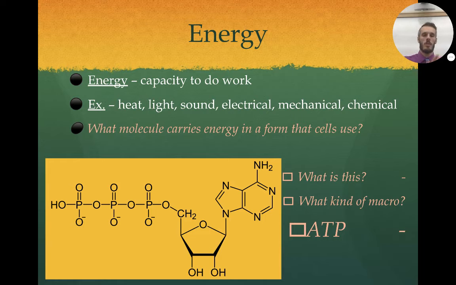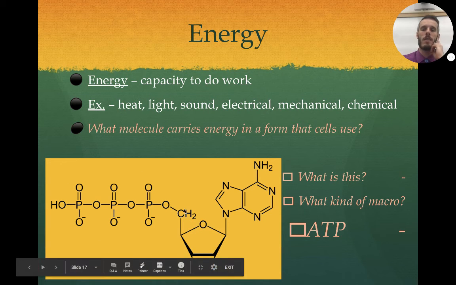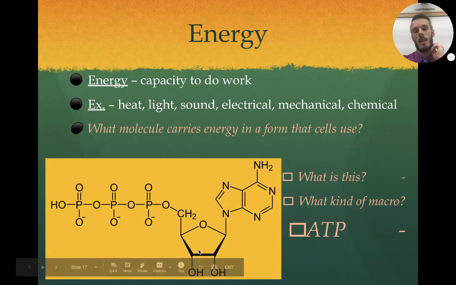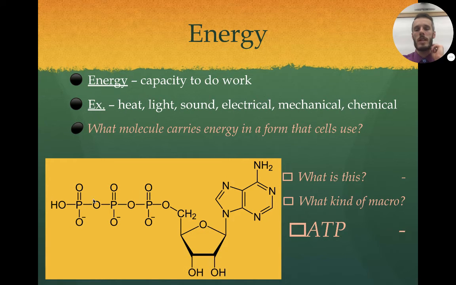All right, so here we have ATP, the adenosine triphosphate. We have adenine here, a ribose sugar, and three phosphate groups. We get energy by popping off this phosphate here in a catabolic reaction to form ADP and a spare phosphate.